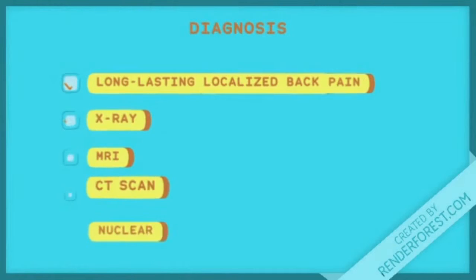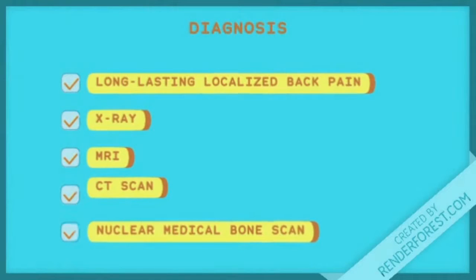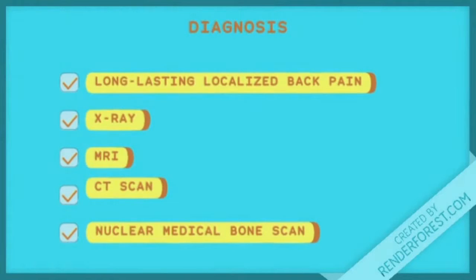Diagnosis of Parr's defect. If you have long-lasting localized back pain, this may be due to the Parr's defect. Of course, don't self-diagnose. X-rays, MRIs, CT scans, and nuclear medical bone scans are all used to diagnose. I personally had an X-ray and an MRI done.